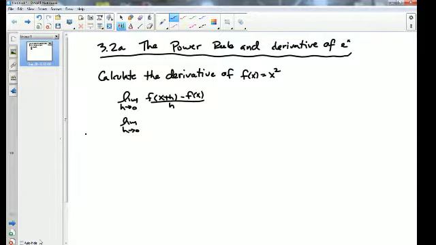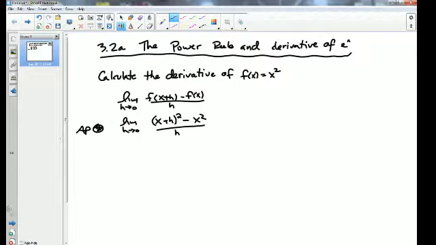Okay, so what am I going to write out? So what's f of x plus h? x plus h squared. Okay. All right, at this point, for AP purposes, this is what you will see on a problem. They will say, calculate that limit.